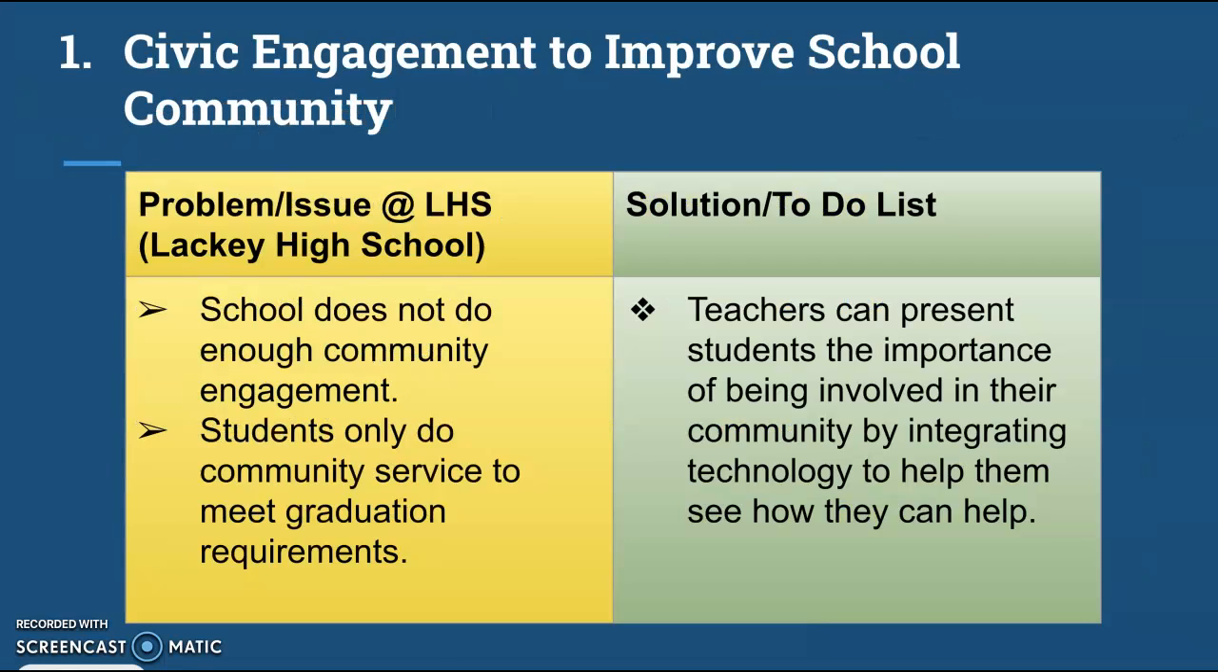We're going to start with civic engagement to improve school community. Component number 1. So the problem or issue at Lackey High School is that the school does not do enough community engagement. Students only do community service to meet graduation requirements. What would be the solution? The teachers can present students the importance of being involved in their community by integrating technology to help them see how they can help.